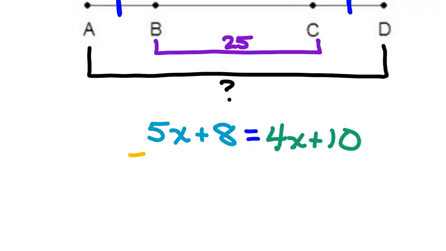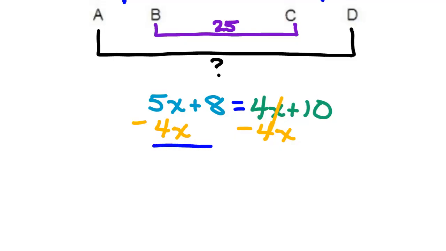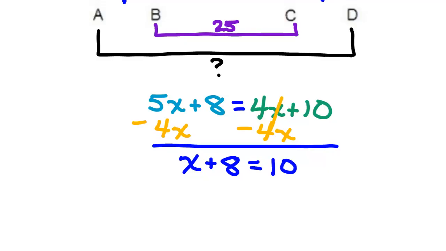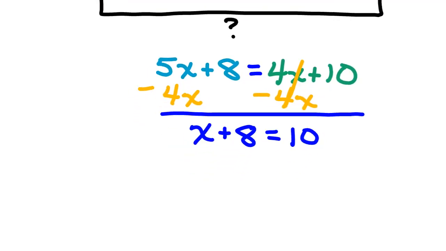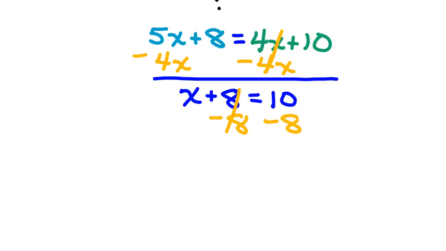So the first thing I'm going to do is get my x's to the same side. So I'm going to minus 4x from both sides. 5x minus 4x gives me 1x. So 1x plus 8 equals 10. And then I'm going to subtract 8 from both sides. So I find out that x equals 2.